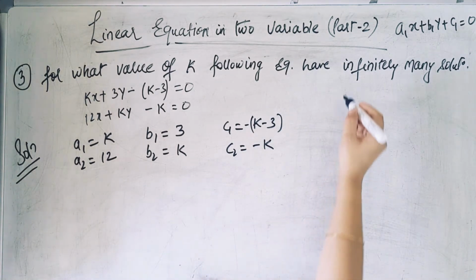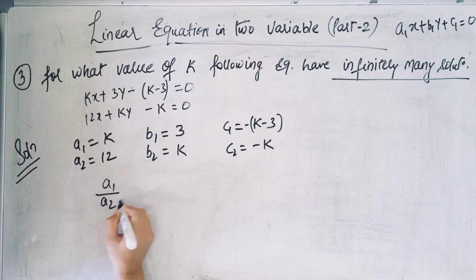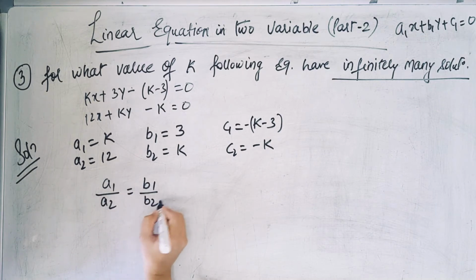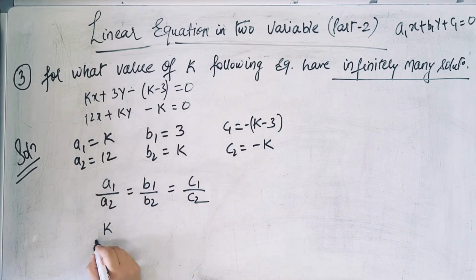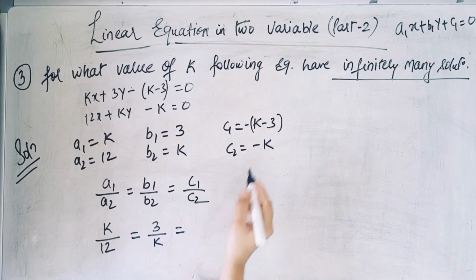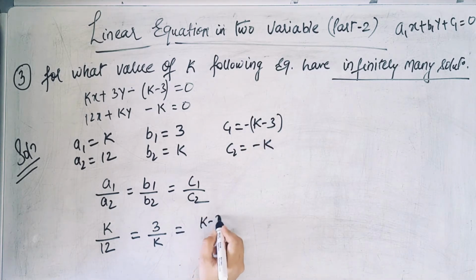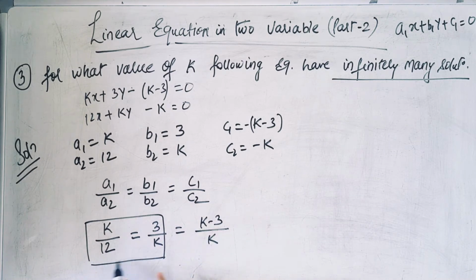Now they have given us infinitely many solutions. For infinitely many solutions, we have the condition A1 by A2 equals B1 by B2 equals C1 by C2. So A1 by A2 is k by 12, equals 3 by k, equals minus minus, both places it will become plus, so we'll take only k minus 3 by k. Thus, first we'll solve this part. If we solve this part, we'll also get the same answer. If we solve this part also, we'll get the same answer.